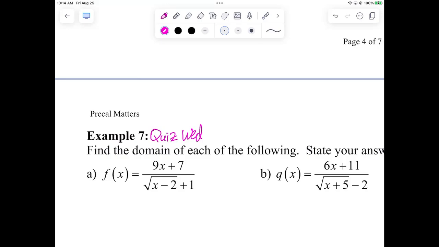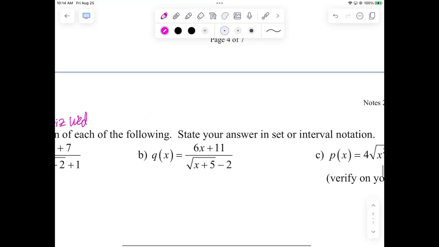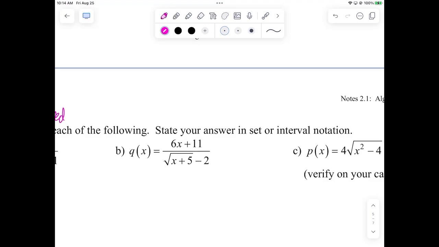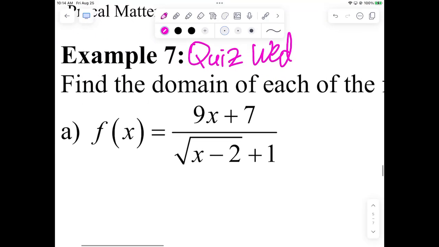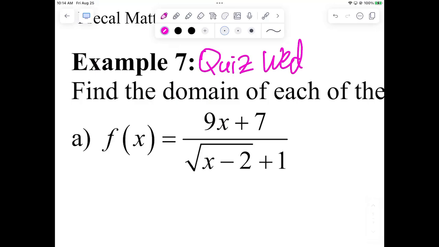Look at what the instructions are. Find the domain of each of the following. State your answer in set or interval notation. I kind of recognize those instructions from pretty much all the previous ones. We're doing the same thing, but it's a new example, which means that we're shifting gears here a little bit. There's probably going to be something new that we have to recognize about these types of problems that are different from the ones we've already, shall I say, mastered.